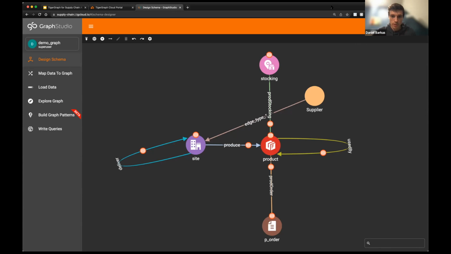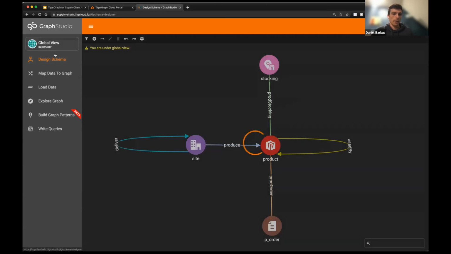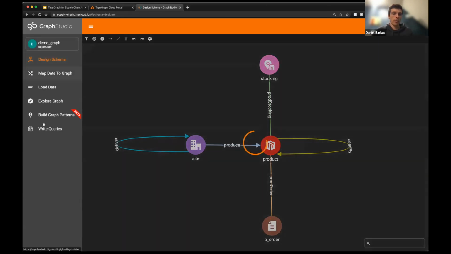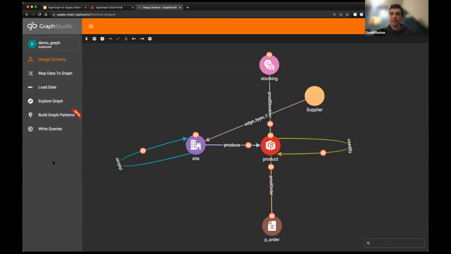Not all options are visible on this. Is that a paid service? So most likely you are in your global view. If you click that drop down and select one of your graphs, for this example, you would not be able to select these. However, once you select your demo graph, all of these options will become selectable.